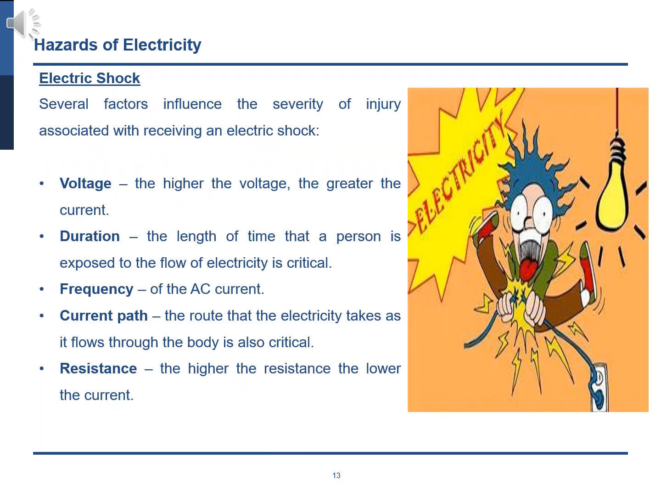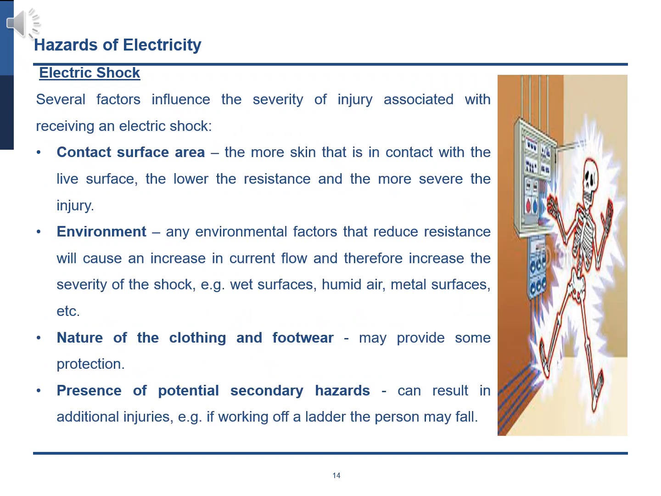Several factors influence the severity of injury associated with receiving an electric shock. Voltage: the higher the voltage, the greater the current. Duration: the length of time that a person is exposed to the flow of electricity is critical. Frequency of the AC current. Current path: the route that the electricity takes as it flows through the body is also critical. Resistance: the higher the resistance, the lower the current. Contact surface area: the more skin that is in contact with the live surface, the lower the resistance and the more severe the injury.